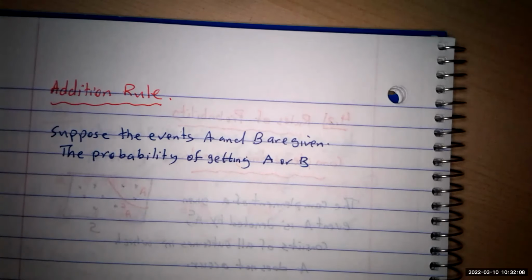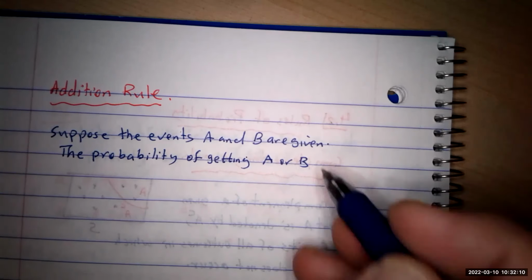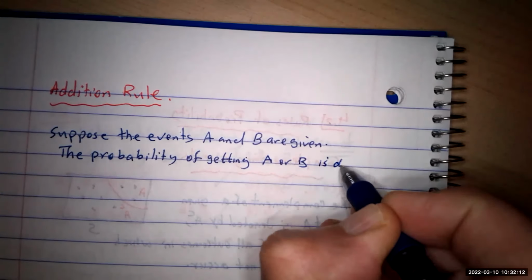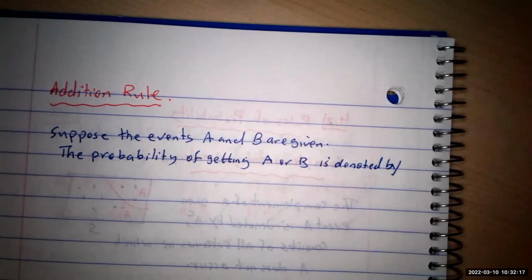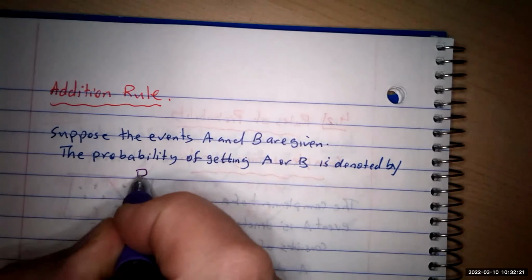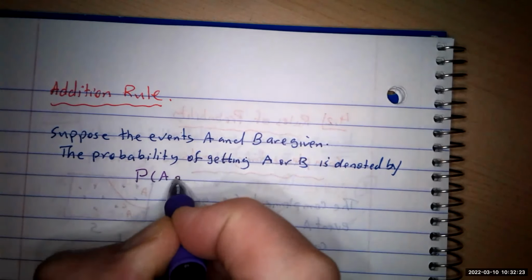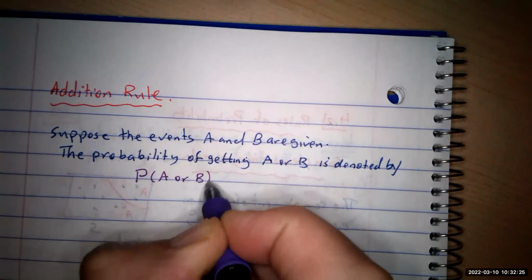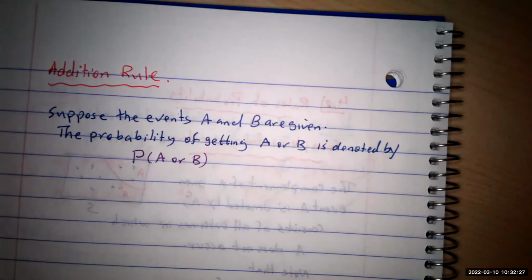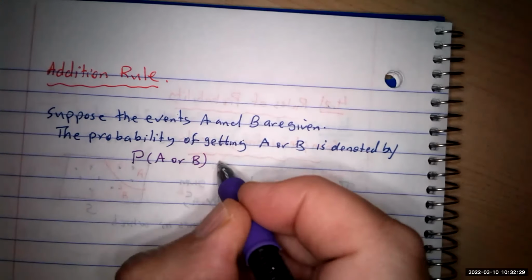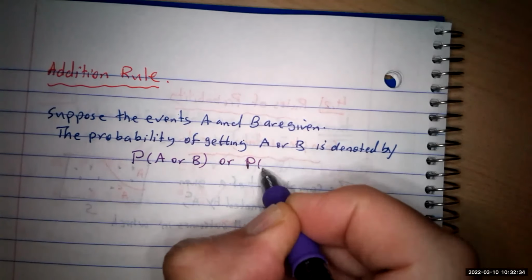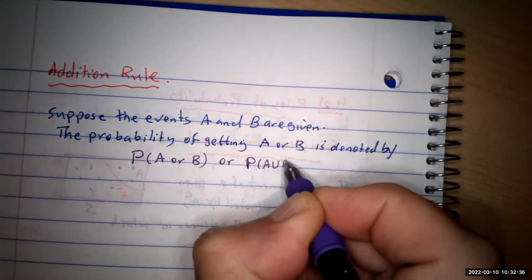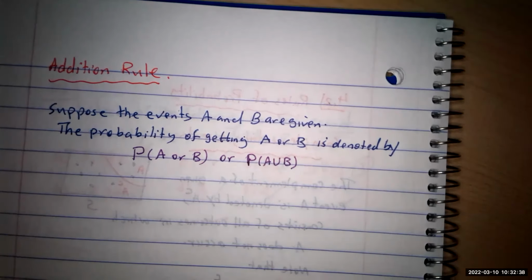A or B is going to be denoted, and we're going to use two different notations. One of them is just in word form. You may say P of A or B. We understand that you are talking about the probability of A or B. Or the better one is this one. I'm going to use the second one, but you can use the first one too. A union B. Okay, again, we call it A or B.